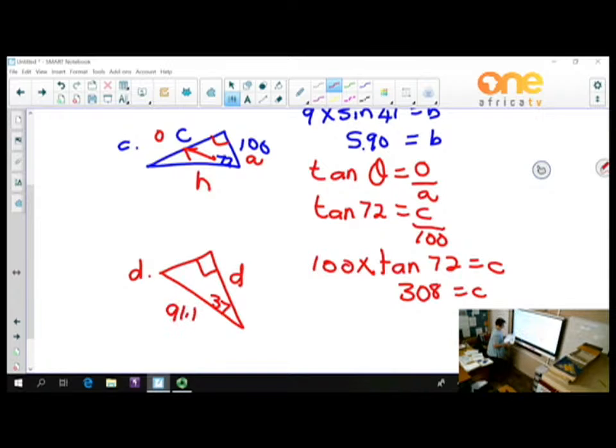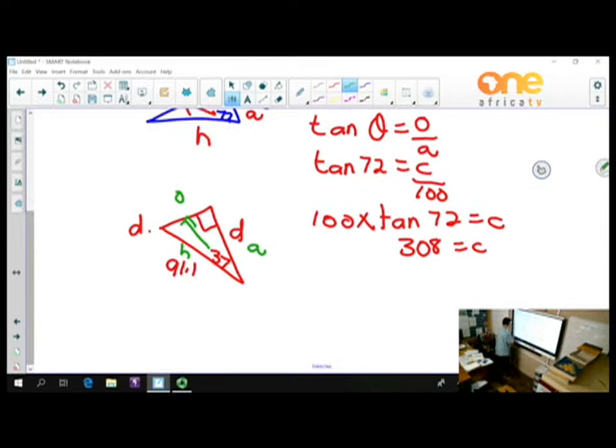37 degrees, 91.1. Right, which function will we use here? So this is the hypotenuse. This one is opposite. This one is adjacent. So which function? Cosine. It's the included angle, cosine. So I'm going to start off with cosine theta, which is adjacent over hypotenuse. Substitute. So cosine 37 is equal to d over 91.1.